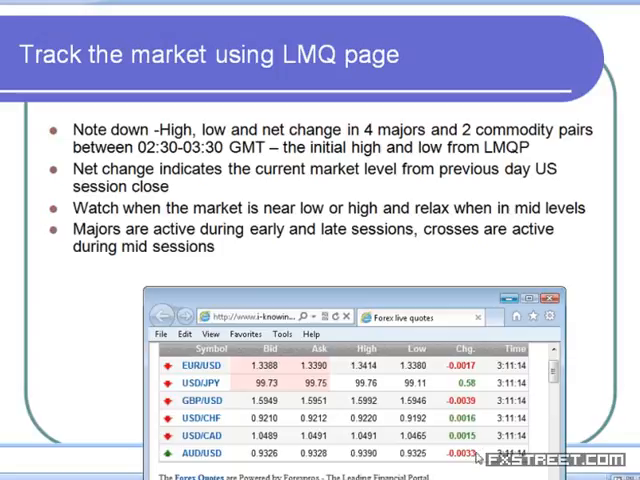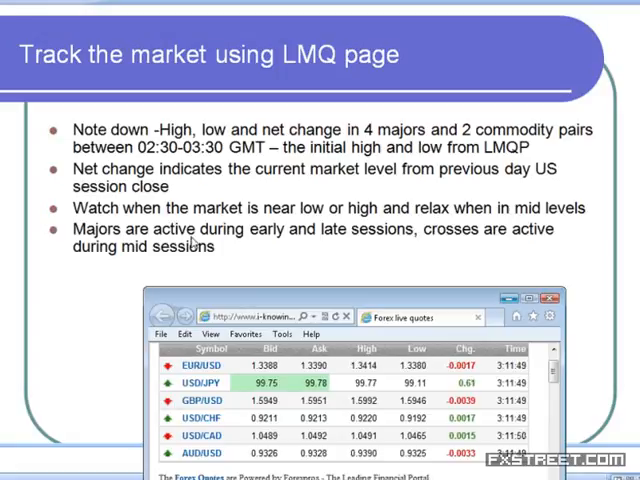In the case of commodity pairs, Canadian dollar is showing positive net change, Australian dollar is showing negative net change. So there again, they are making the USD gaining move. In all, during the start of the European session, they are making the USD gaining move. So that is what we identify with the help of the live market quote page and also the net changes.